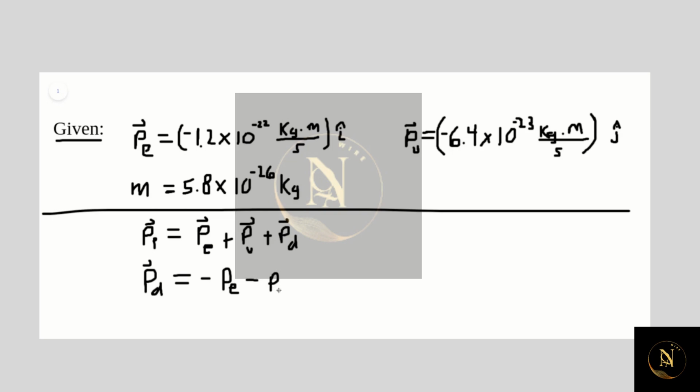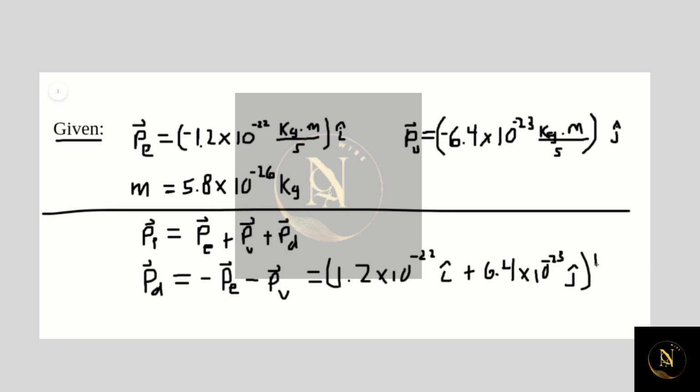minus P sub nu. Okay, so you plug those values in here, and this comes out to be 1.2 times 10 to the minus 22 in the I hat plus 6.4 times 10 to the minus 23 in the J hat. And both of these have units of kilograms times meters per second. So we can write that on the outside.